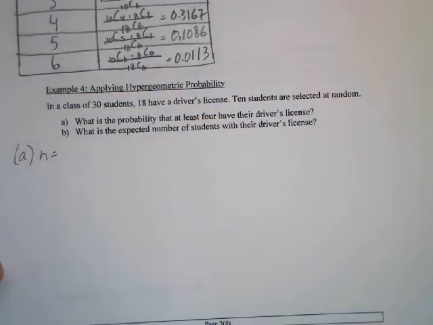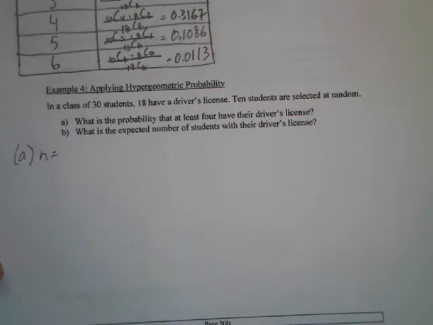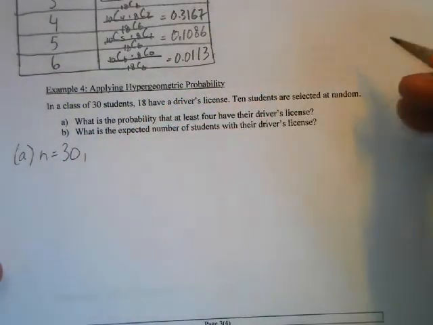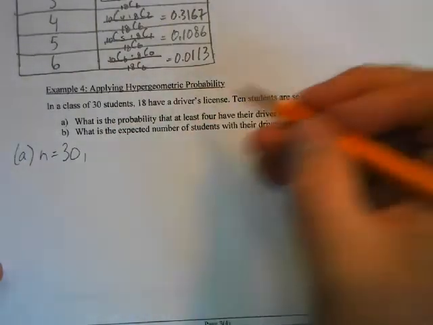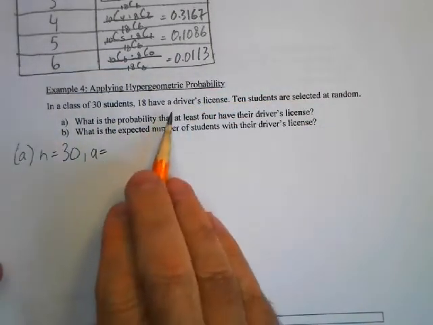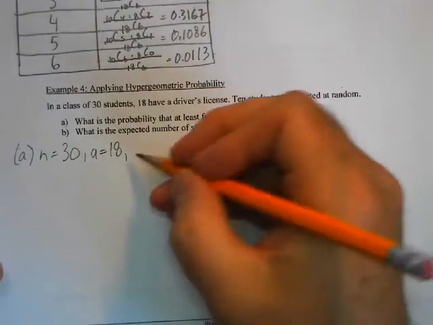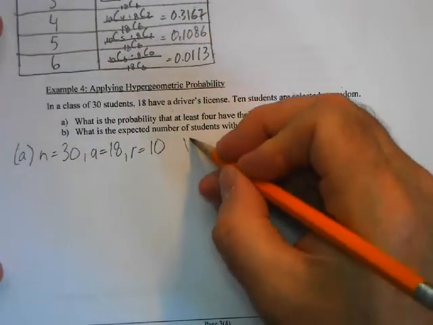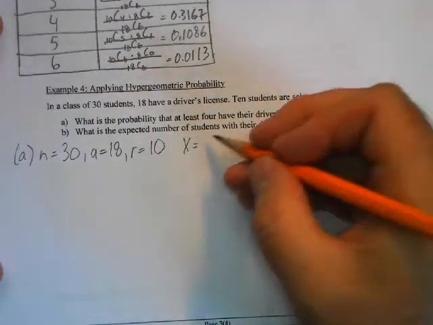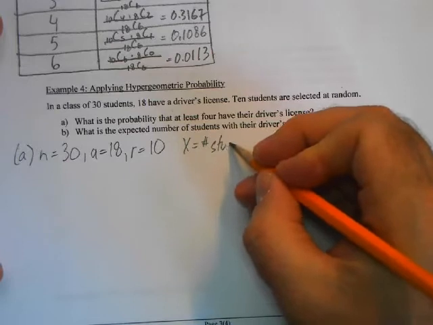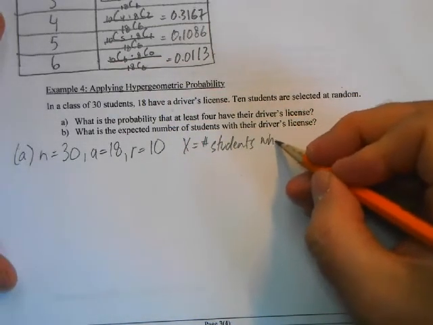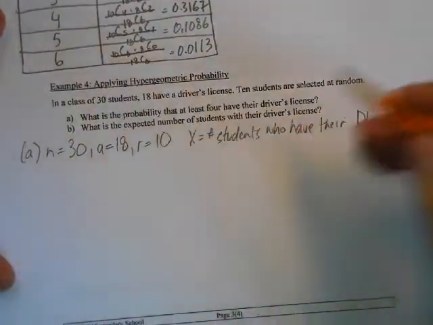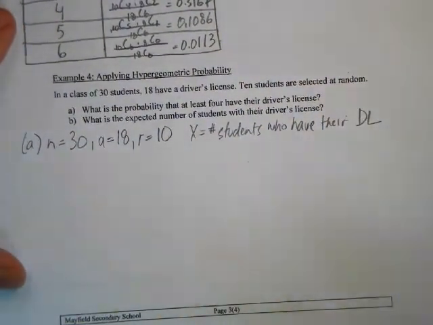So based on that, we're going to pick our values for the hypergeometric distribution. We know that n is equal to 30. That's the total class size. We know that 18 have their driver's license, and that's what we're trying to find. We want at least 4, so that's going to be our A value. The number of students that have the driver's license is 18. And 10 are selected at random, so that's our sample that we're picking. So there's our values, and x, I probably should have said this before we did the variables, x is the number of students who have the driver's license, DL for short.